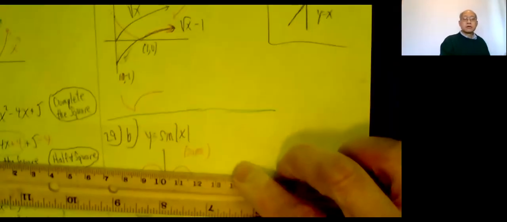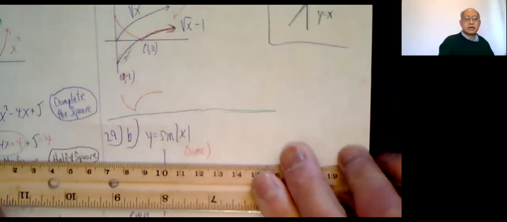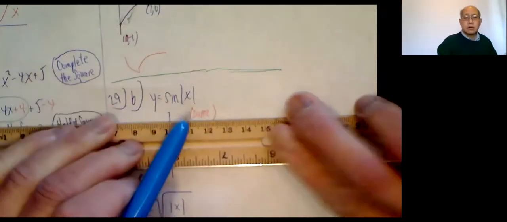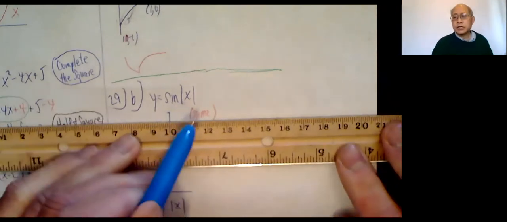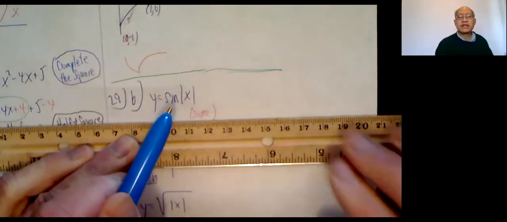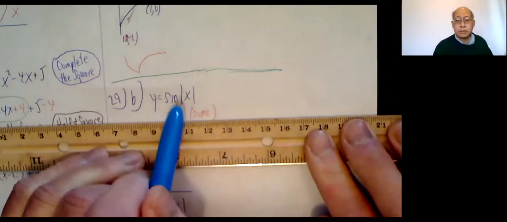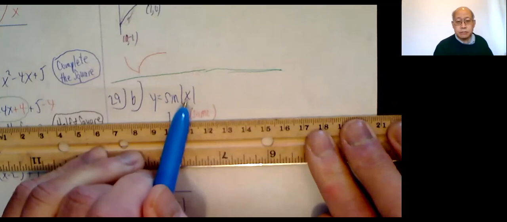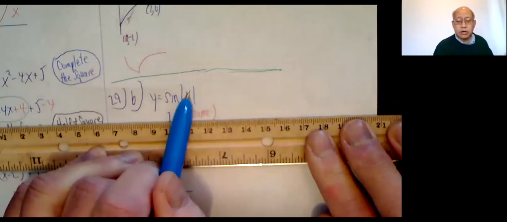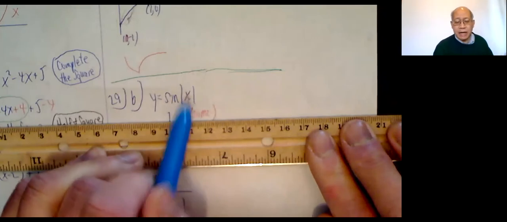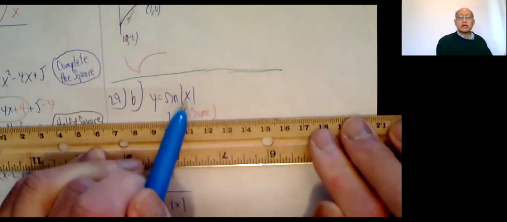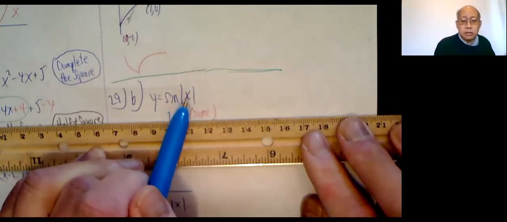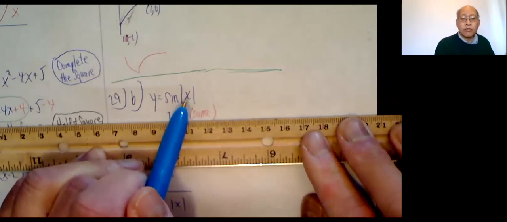So sine absolute value of x. Raise it up a little bit. All right. First thing I'll notice is, what happens if I replace x with negative x? I get the same thing, right? If I put pi over 6 or negative pi over 6, it's the same thing because I'm taking the absolute value. So since I'm taking the absolute value, I'm going to get the same thing back. So this automatically becomes an even function, which means I'm going to have symmetry with respect to the y-axis. Okay?